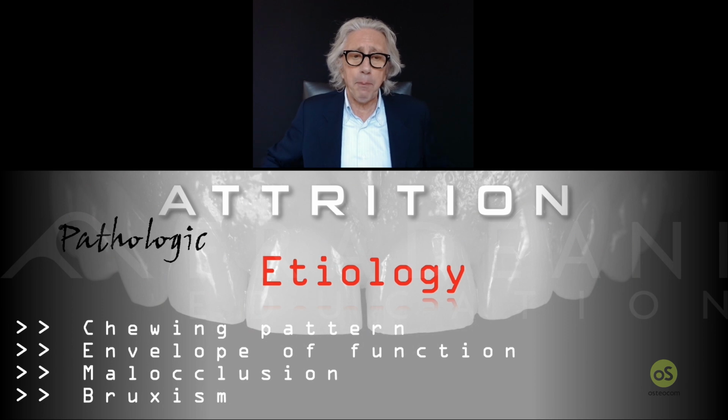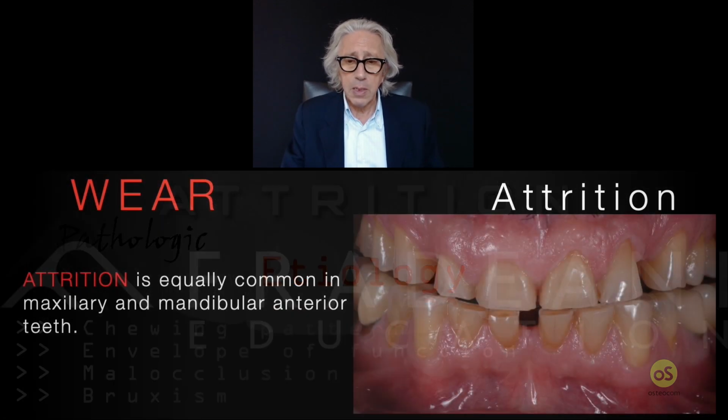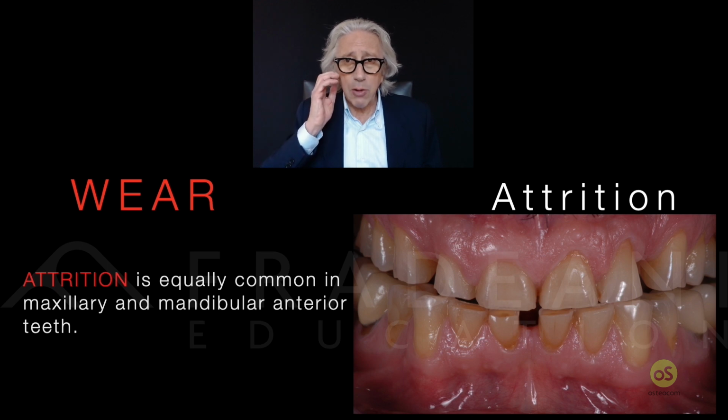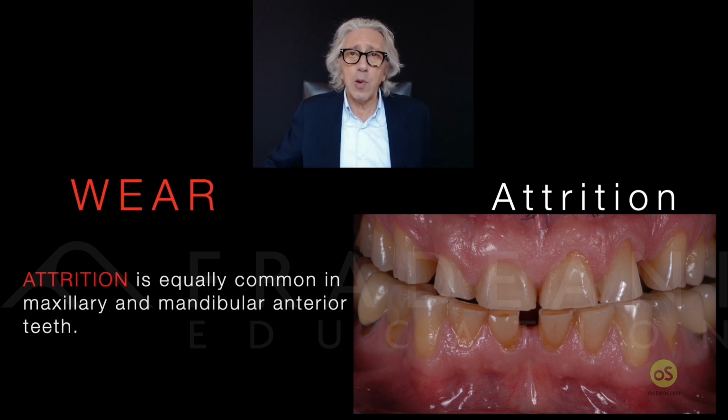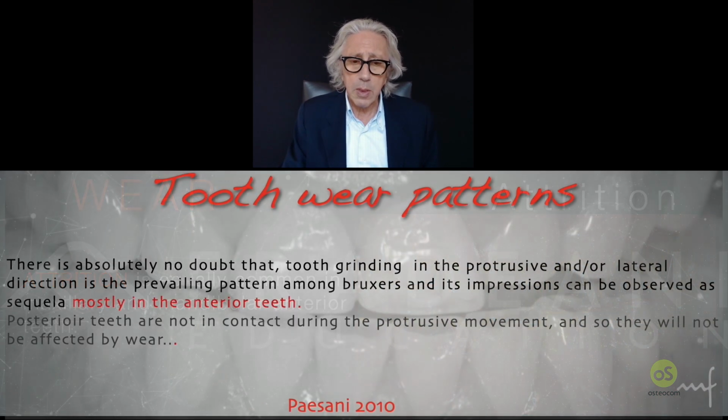When you talk about pathological attrition, we have to consider different potential etiologies, like the chewing pattern, the envelope of function, the malocclusion, and of course bruxing activities, such as parafunctional activity. Attrition is equally common in maxillary and mandibular teeth. And again, you can see the match-up of upper and lower.